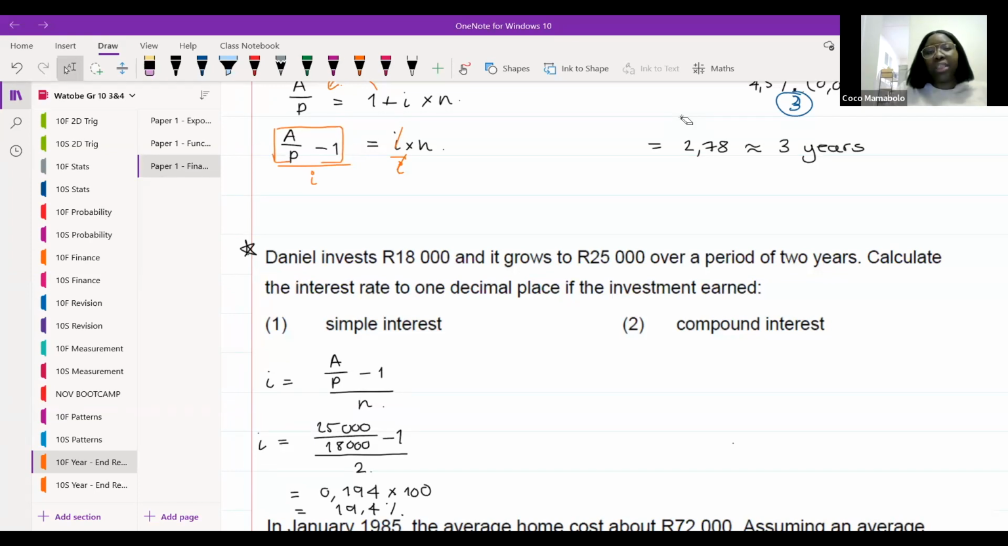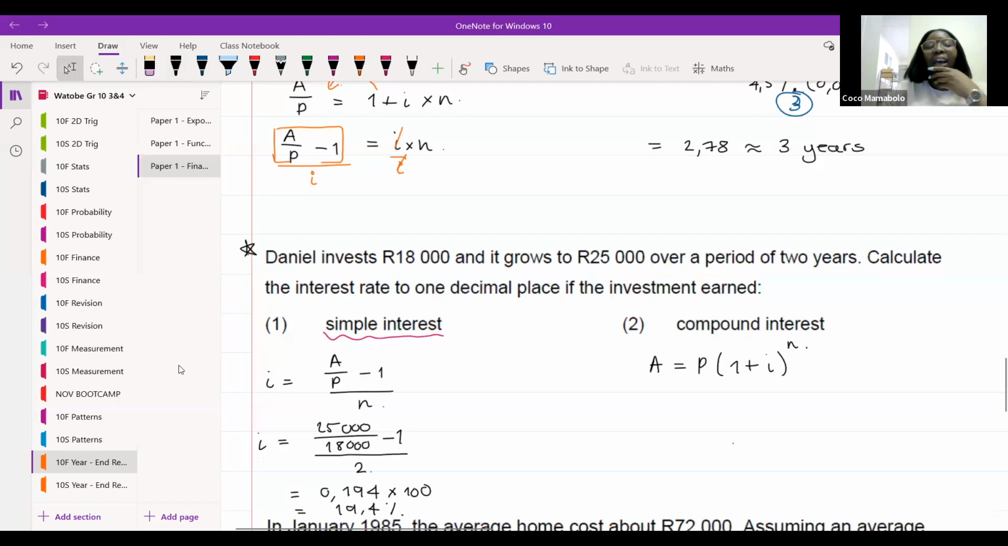No, not at all, my sweetie. The only difference is that this is for simple interest. So when it comes to compound interest, that's when the square root will come in. Because the equation for compound interest is P open brackets 1 plus I to the power of n. So in this case, because our n is 2, to get rid of that squared, we're going to have to square root. Okay, so that's where the difference is going to come in.